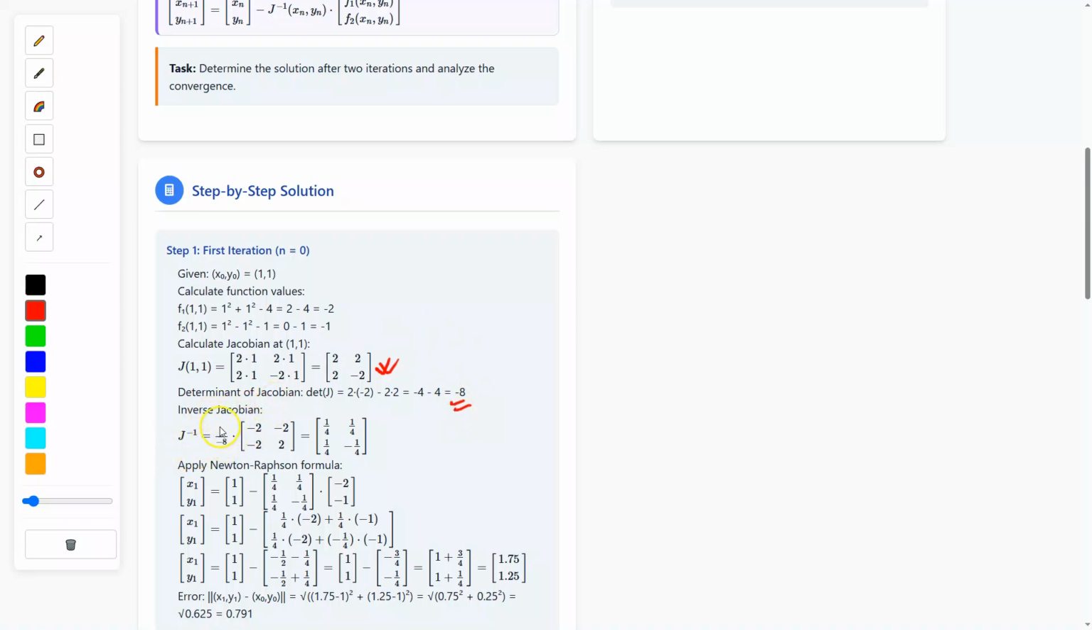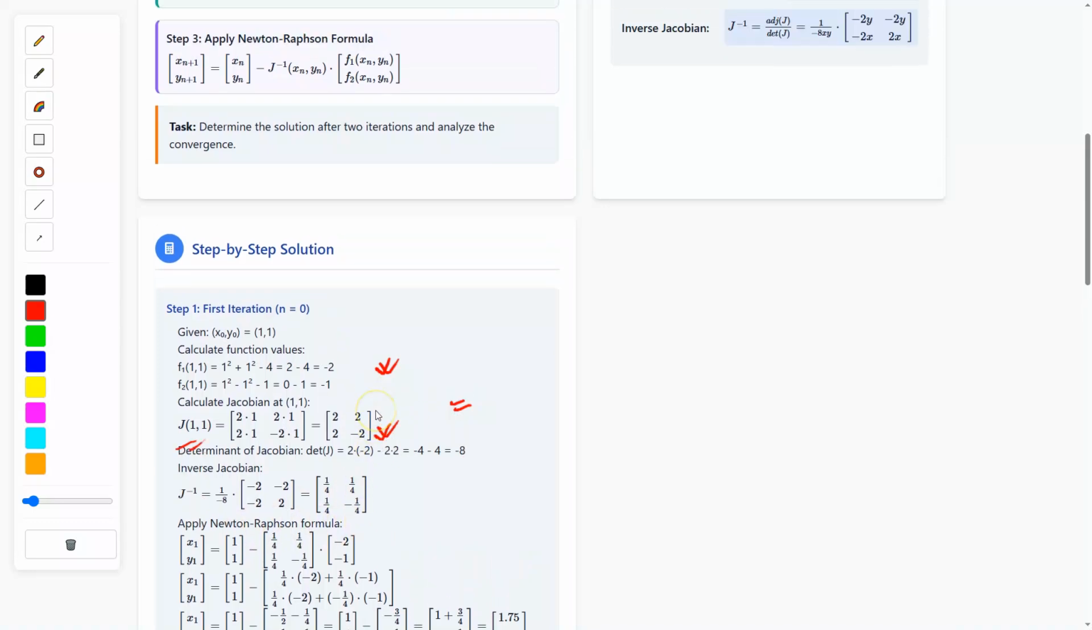So adjoint by determinant of J. So that J inverse will get 1 by 4, 1 by 4, 1 by 4, minus 1 by 4. And then apply Newton-Raphson formula. So here is the Newton-Raphson formula.